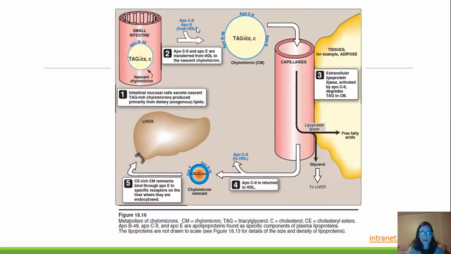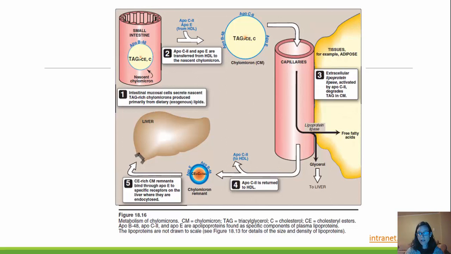Okay, so ApoC2 and E from HDLs are attached onto the chylomicron. In the capillaries of the adipose, muscle, and other tissue, the fatty acids of chylomicrons are released from the triglycerides by lipoprotein lipase, found on the surface of the endothelial cells in the capillaries. ApoC2 in the chylomicrons activates the lipoprotein lipase in the presence of phospholipids. So we need this ApoC2 in order for this lipoprotein lipase to work.